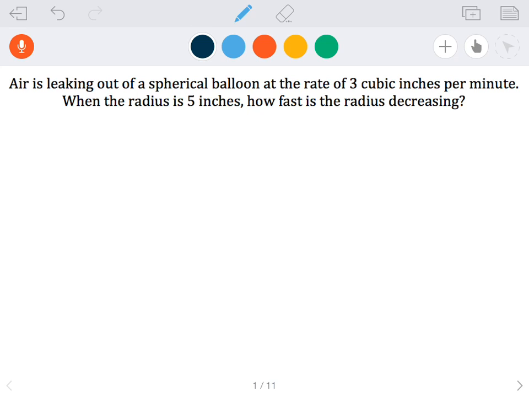Air is leaking out of a spherical balloon at a rate of 3 cubic inches per minute. There's my first thing I'm going to underline here. It says a rate. Whenever I see rate, that should tell me that it's going to be something d over dt. Okay, that's always some rate. Air is leaking out of a spherical balloon at a rate of 3 cubic inches per minute. That's my volume. My volume is decreasing 3 cubic inches per minute.